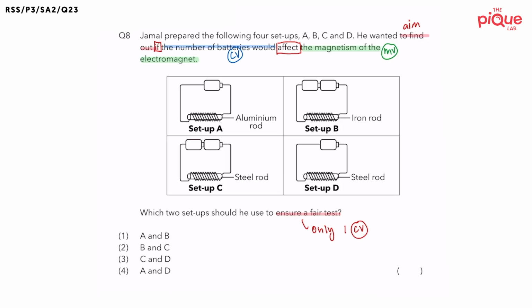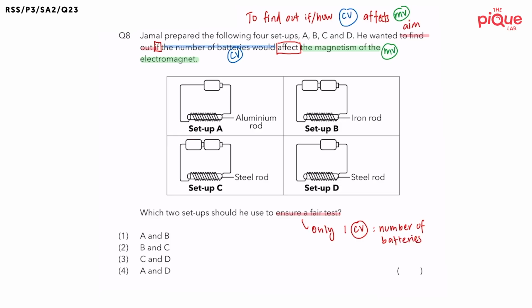Also, if you ever encounter a question that asks you to state the aim of the experiment, how should you phrase your answer? The template to answer this kind of question is to find out if or how the change variable affects the measured variable. Before we look at the options below, let us now write at the bottom that the change variable is the number of batteries. Now, let's take a look at the 4 options below.